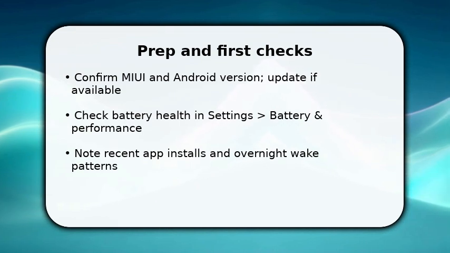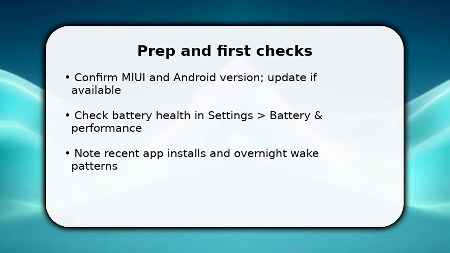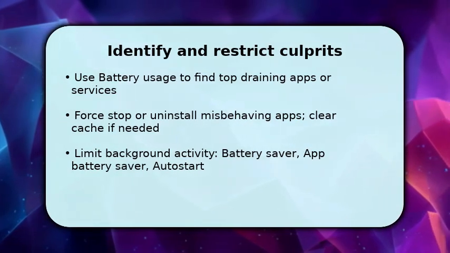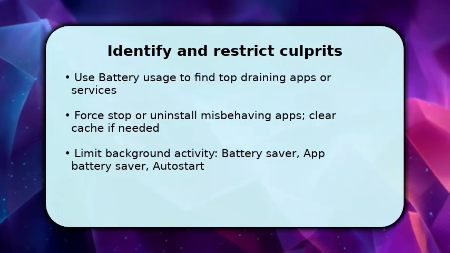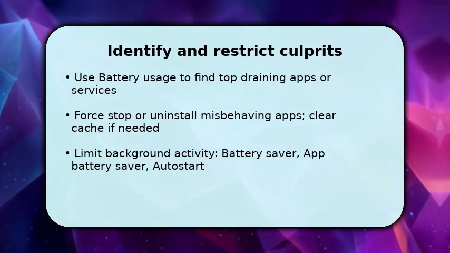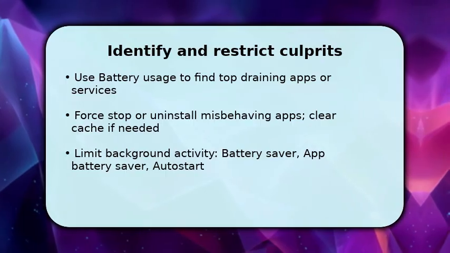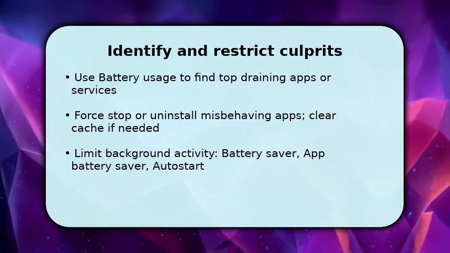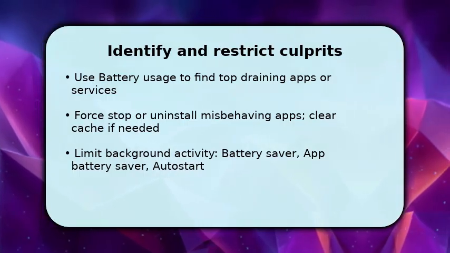You now identify exact culprits using battery usage and Android's battery graph. Tap each high-use app to see background activity. If an app misbehaves, force stop and clear its cache, then test. Uninstall if persistent. Next, restrict background privileges. Set app battery saver, disable auto start for non-essential apps, and enable battery saver during testing.